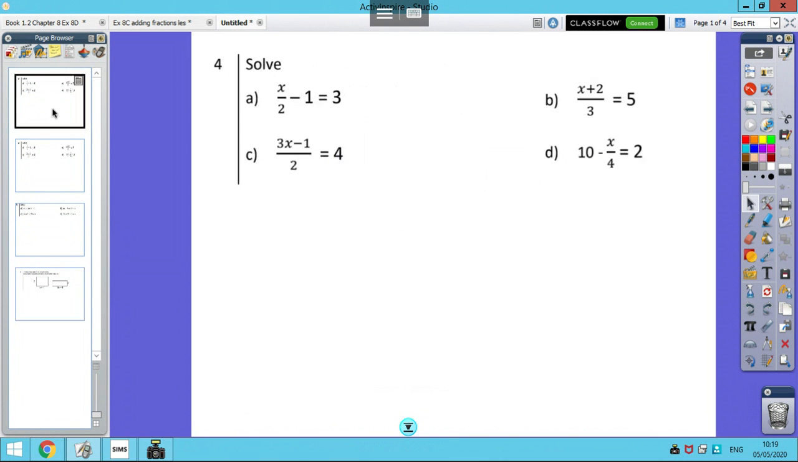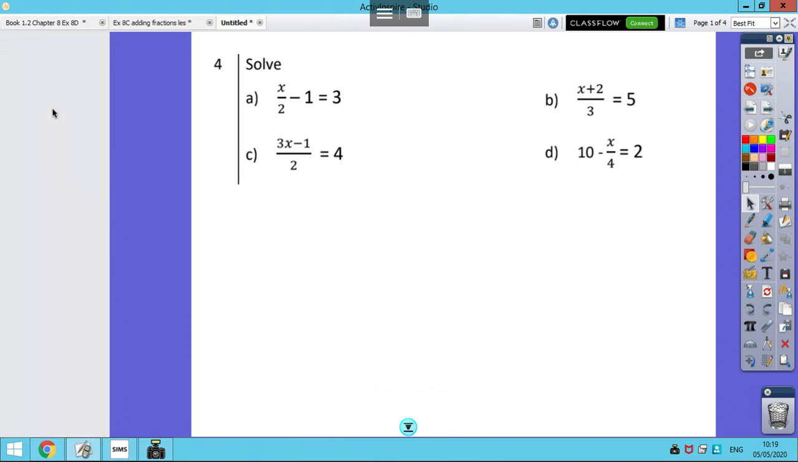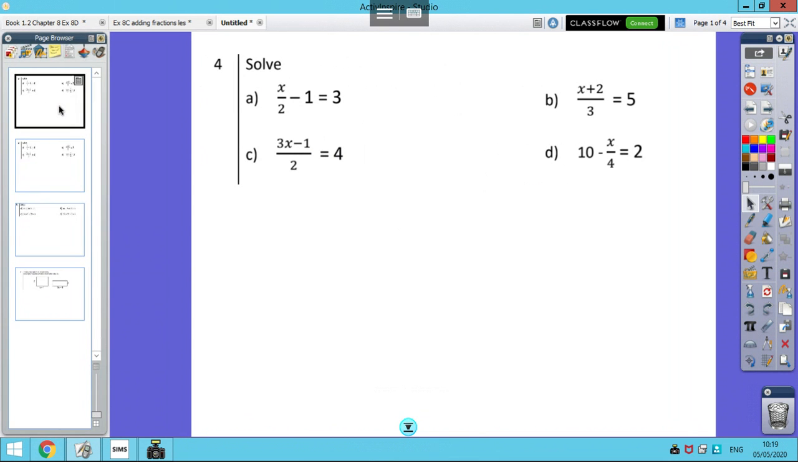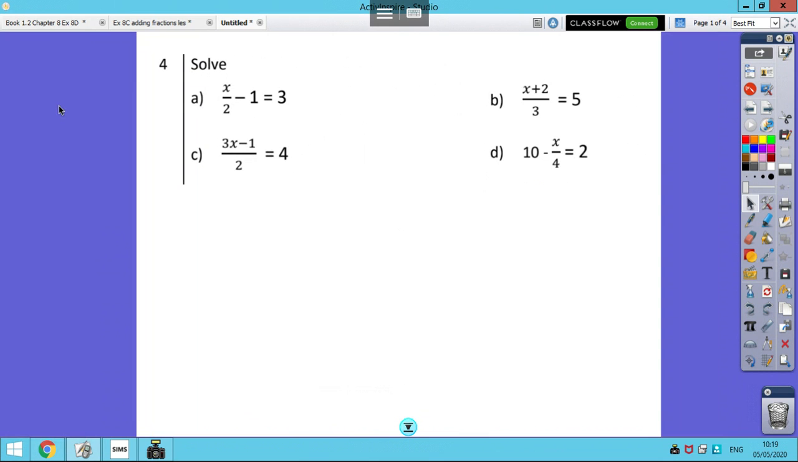So I set some algebraic work yesterday that I wanted to go through, because I saw a few issues with some of the questions, and I think some of you got a little bit confused with how to do some of them. So I've picked out the ones that I think caused the most confusion, and I'm going to go through them now.